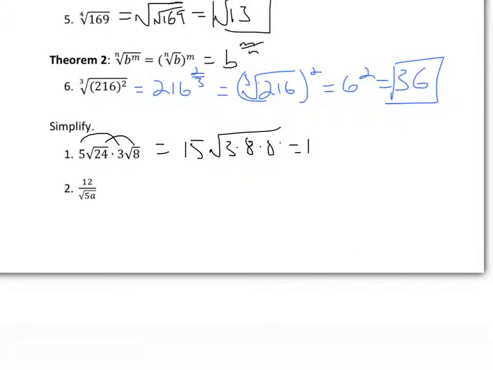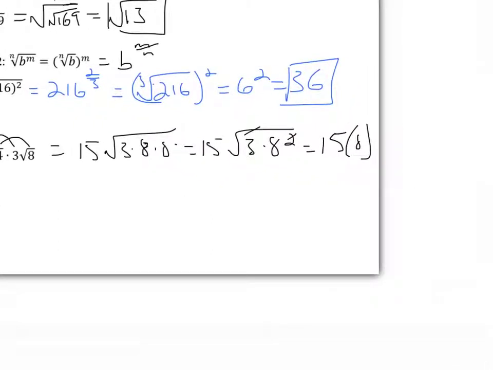because this would be rewritten as 15 times 3 times 8 squared. And the square root of 8 squared is obviously 8, so these would cancel. And we'll be left with 15 times 8, root 3, which you could simplify even further to 120 root 3.